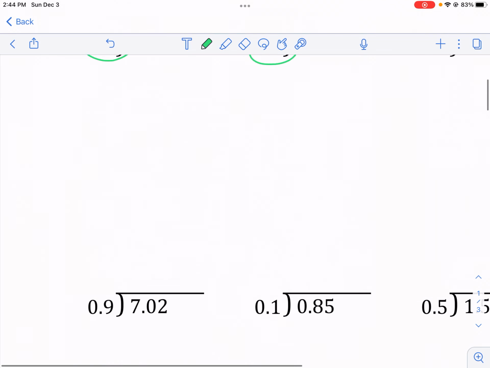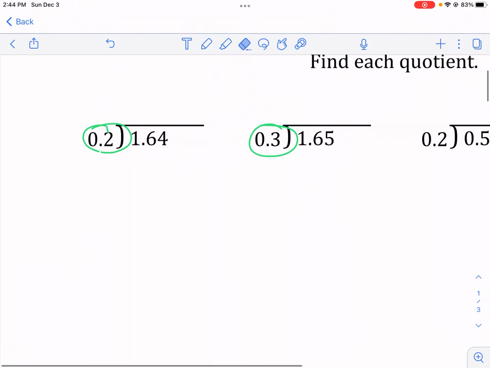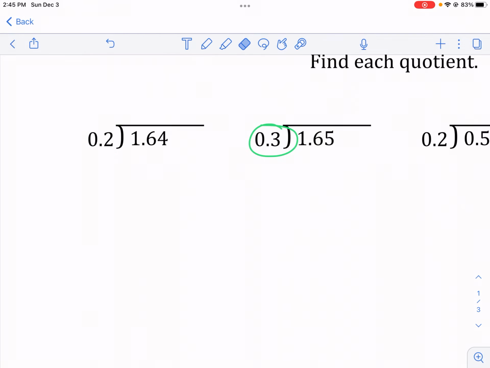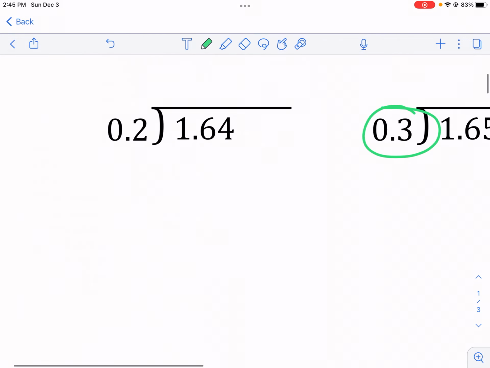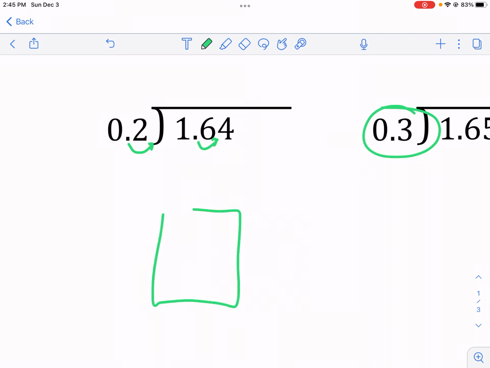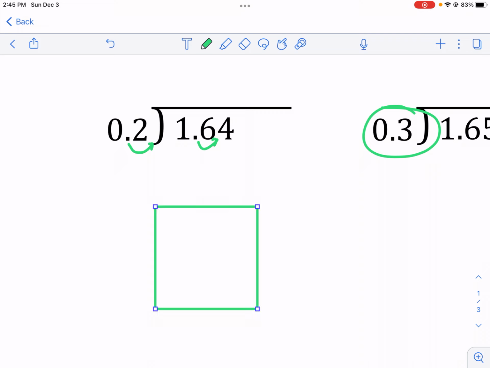So let me start right from the beginning. In this case, I need to change this to whole. There we go. So in this case, we have 0.2, and we don't like that. We want to change it to just normal 2. So I'm going to move everything over. So now my new problem, I'm going to make my box here too big. Let me undo this. You can make it pretty small. Okay, so there's my box.